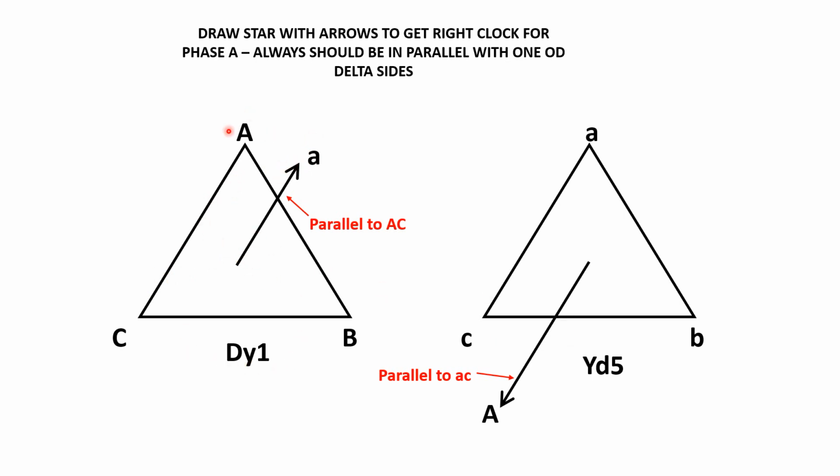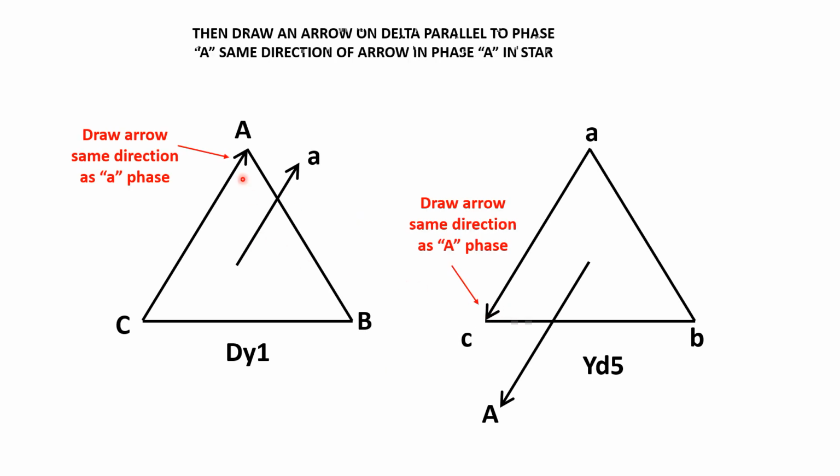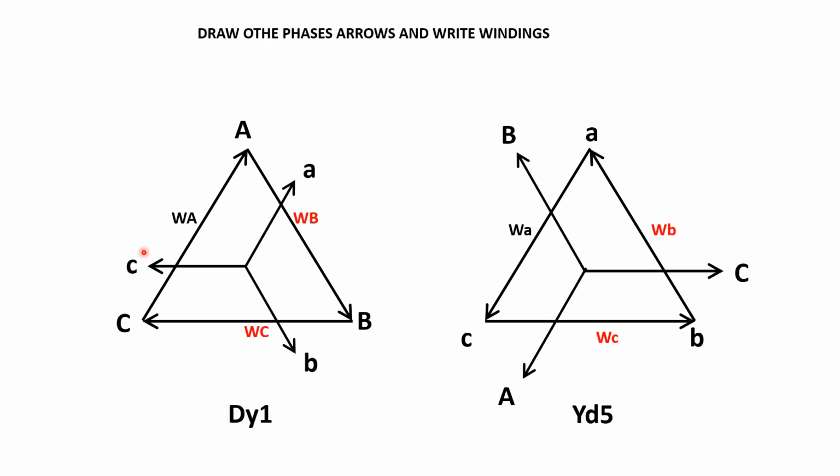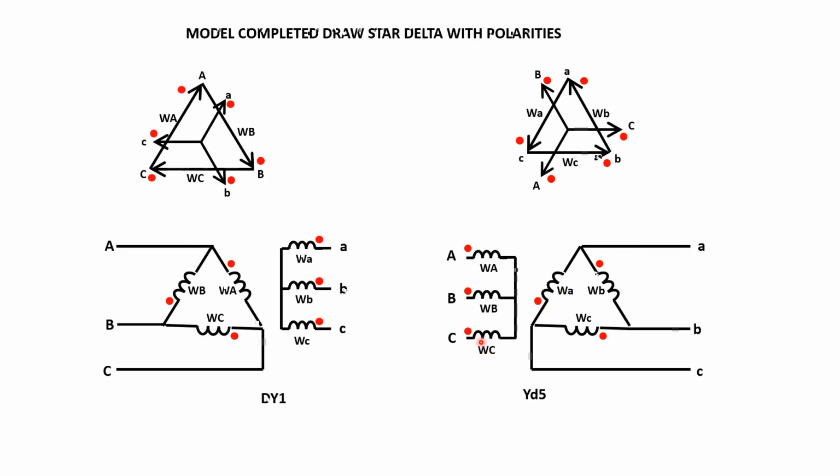So for DY1, this one is parallel with this. For YD5, A is in parallel with this. Then we put an arrow in the same direction on the star side, and then we write the winding that is located here, for A, the A is here. And then we draw the rest and write down the windings between each phase in the delta, and also the arrows. Then we put the polarity on the arrows to tell us the polarity of the windings. Now we can have the winding arrangement and the polarities in the delta side for different vector groups, DY1, YD5, in between A and B is B or C or whatever.